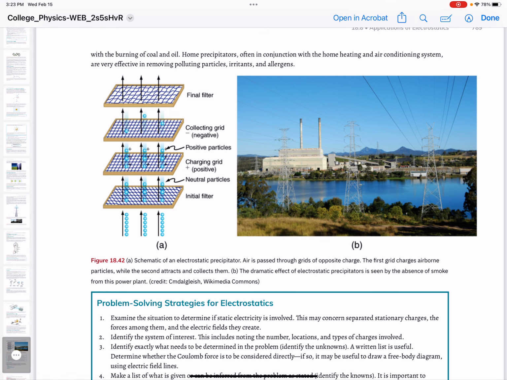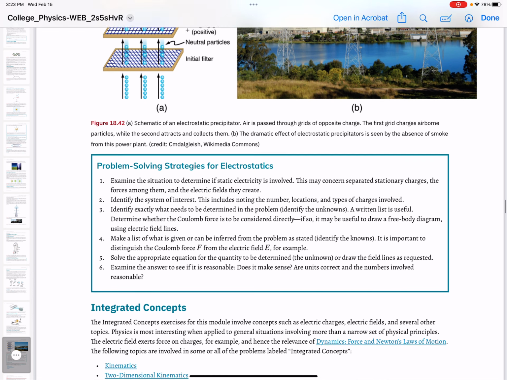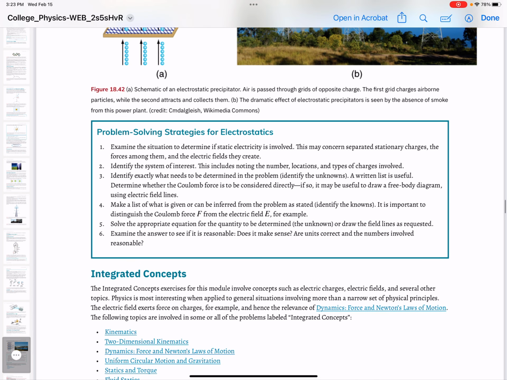I have no idea why we're talking about problem-solving strategies for electrostatics at this point.